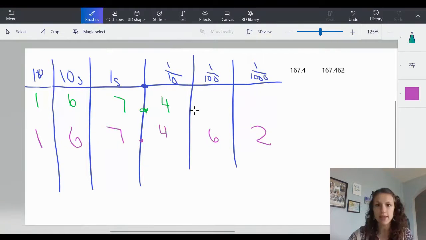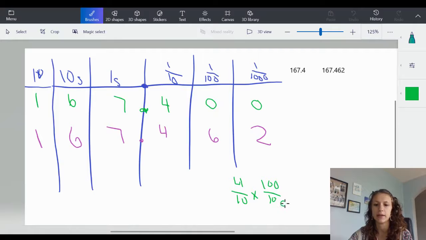So if I'm looking at this, it does look like 167 and 462 thousandths is larger because it has more digits, but let's make sure that we're going based off of value. So I'm going to convert 4 tenths to thousandths. I know I can do this because 4 tenths times 100 hundredths, which is the same as 1, so my identity property tells me that I'm creating an equivalent fraction, which is 400 thousandths.